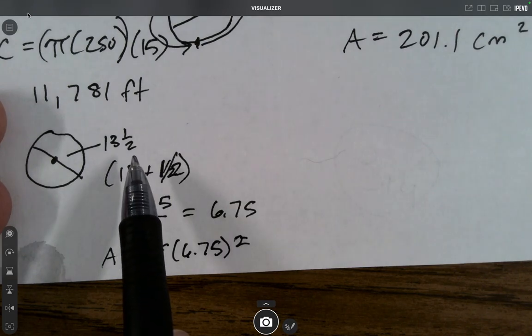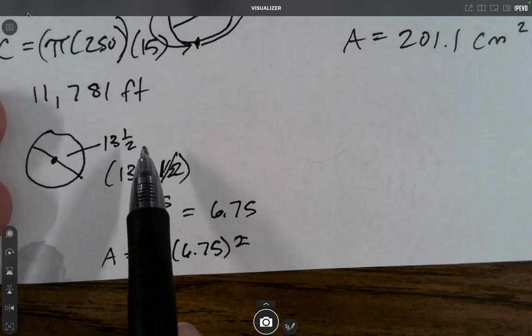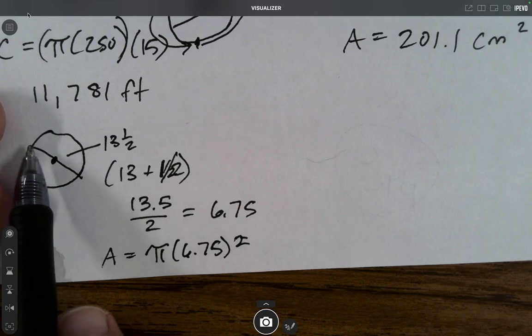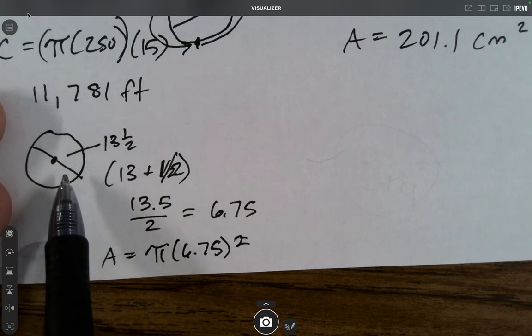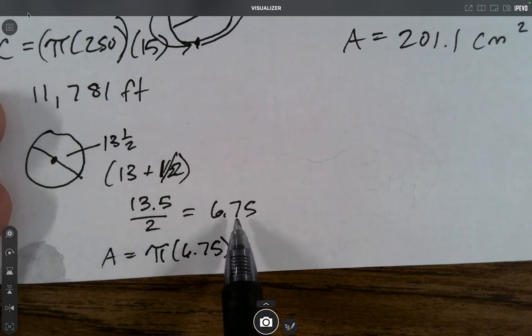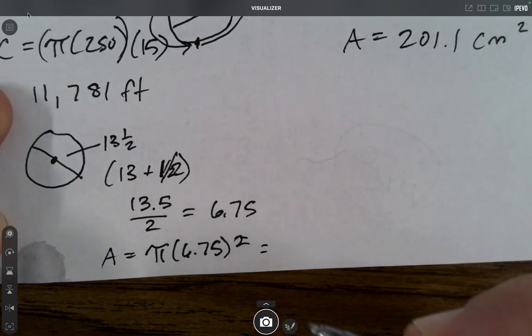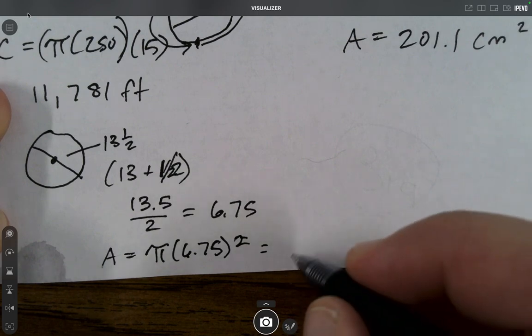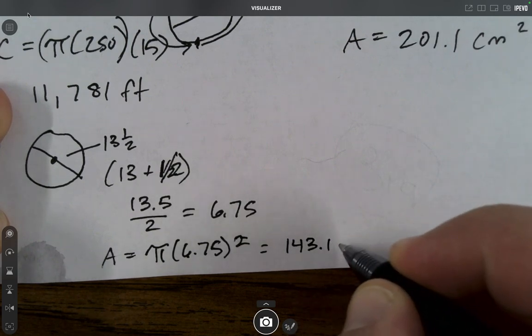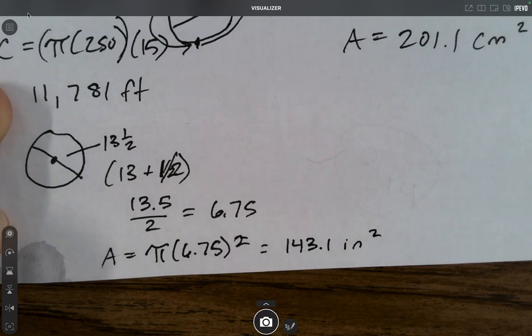We were given the diameter, the distance all the way across the circle. We cut that in half to get the radius and plugged it into the area formula. So it turns out that circle has 143.1 square inches. That's number 38.